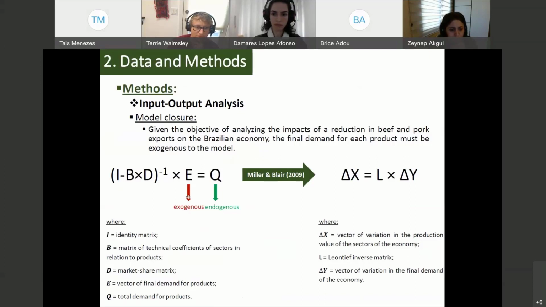So here we have these variables. With the necessary derivations that you can see in Miller and Blair, we can translate shocks in the final demand for products into shocks in the final demand of the economy. Thus, it is possible in this way to analyze variations in the production value of sectors, employment, GDP, etc.